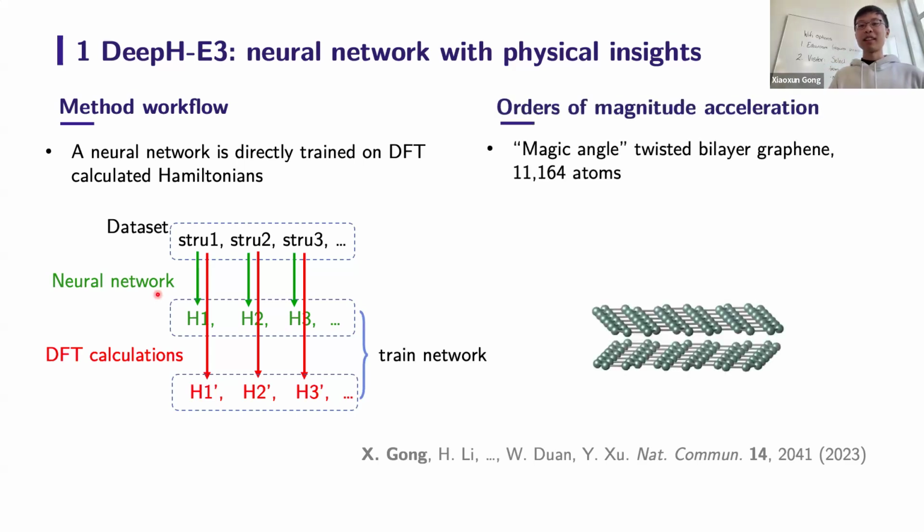And the result is quite significant. We can achieve orders of magnitude acceleration compared to conventional DFT methods. One of the most successful examples of our framework is the magic angle twisted bilayer graphene, which has 11,000 atoms.